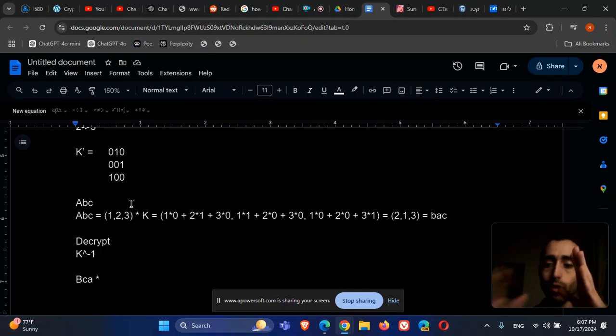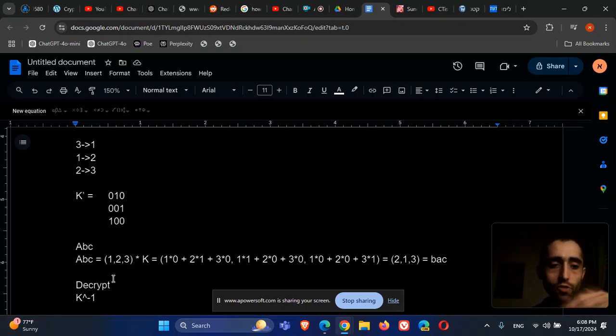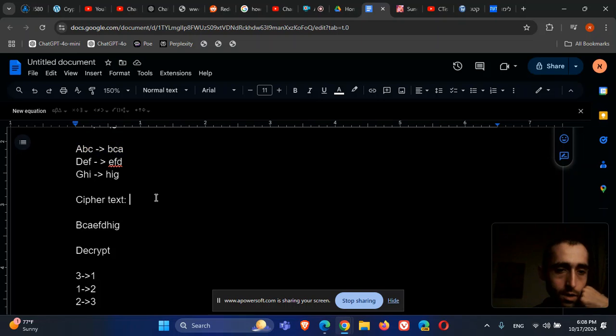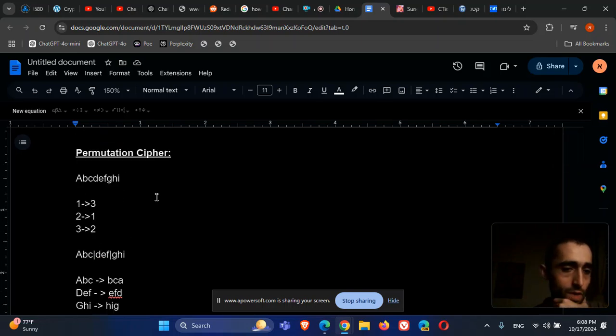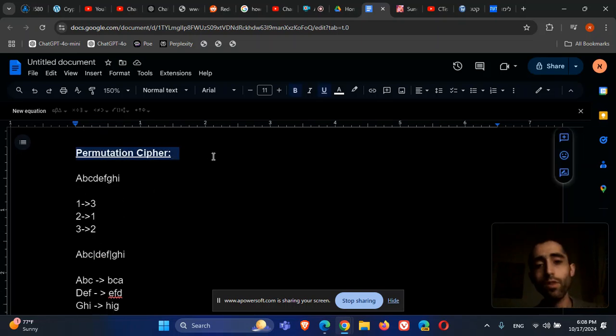And this is just a way to look at the permutation cipher as a Hill cipher using a matrix, which is a permutation of the identity matrix, to make the permutation. And in order to decrypt, just take the inverse matrix. That's it. That's about the permutation cipher. Thank you very much. If there are any mistakes or corrections, please tell me, and that's it.